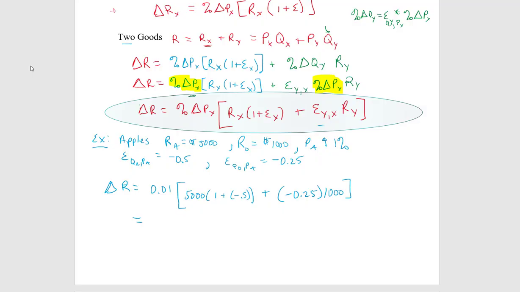This works out to be 0.01 times 2,500 minus 250, which is 0.01 times 2,250, or the change in revenue is expected to be about $22.50 if they are to increase their price by 1%. So the revenue will go up, and it'll go up by $22.50 approximately.